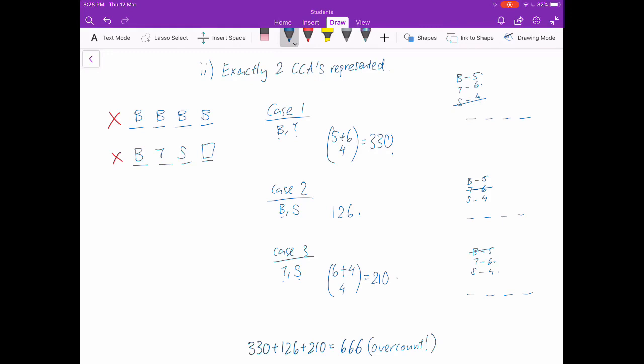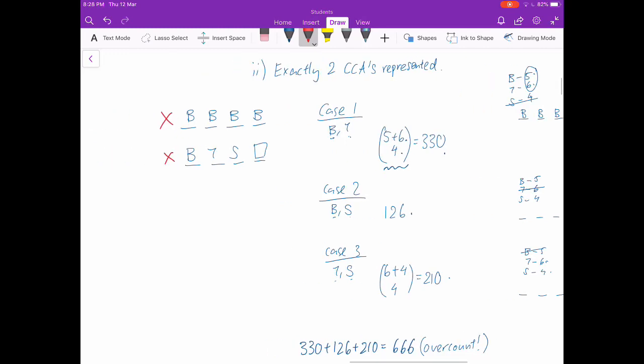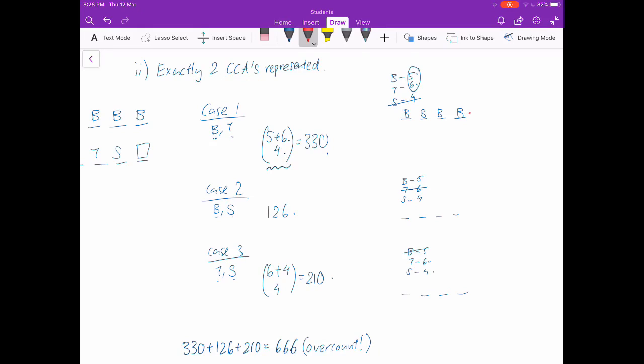What are the cases that we have overcounted? Let's look at our cases here. When I only have B and T and I go 5 plus 6, choose 4, that means I choose 4 from this pool over here, correct? But what if I could have this? Is that considered in my calculation? Yes, but I do not want to. Remember, this one is your failed case. You cannot have that. So it seems there are impurities in my cases. So let me write what I do not want.